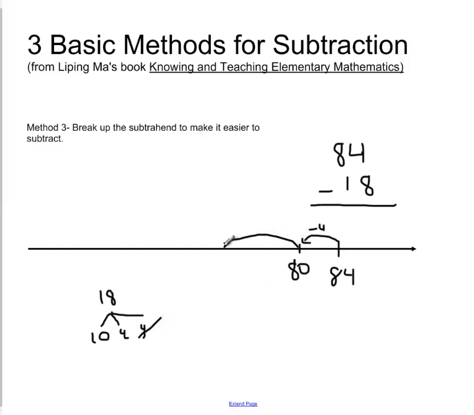Now I can easily subtract 10. As I'm subtracting, I'm moving to the left here, and I'm going to land on 70. Then I also have to subtract 4 more from 70, so I jump down another 4 more, and that takes me to 66.